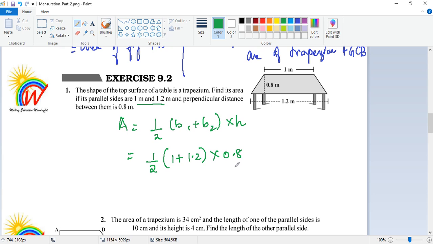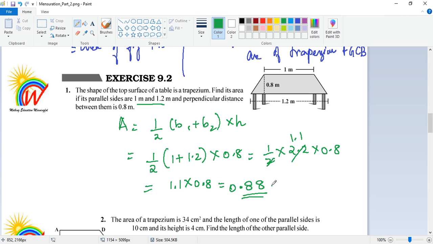So that's going to be half into 2.2 into 0.8. So you can cancel this 1.1. So you have to just multiply 1.1 into 0.8. Okay. So that's going to be 88. There are two numbers after the decimal point. So 0.88 meters square. Okay. Now come to the next one.